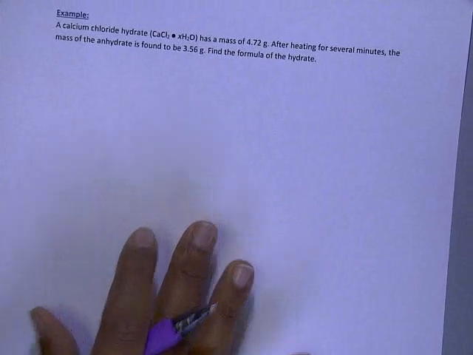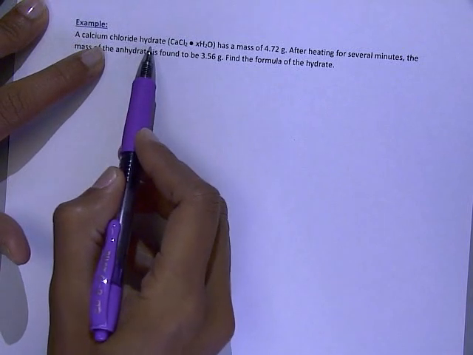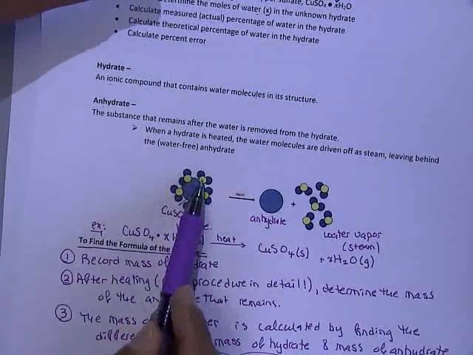All right, let's go over an actual example that's very similar to what you're going to have in lab, but of course using different substances and different numbers. So we have a calcium chloride hydrate. Similarly, you have a substance and it's surrounded by water molecules. That's what a hydrate is.